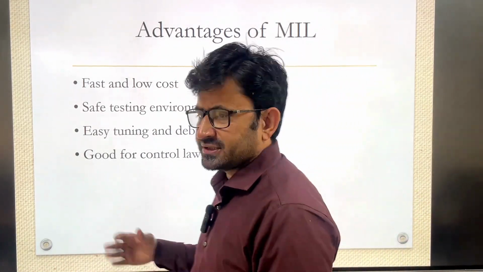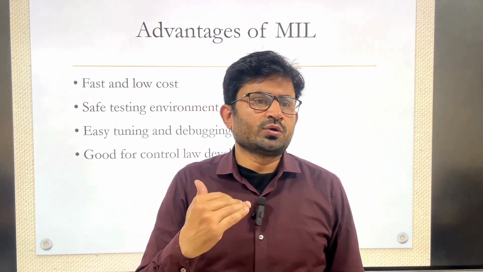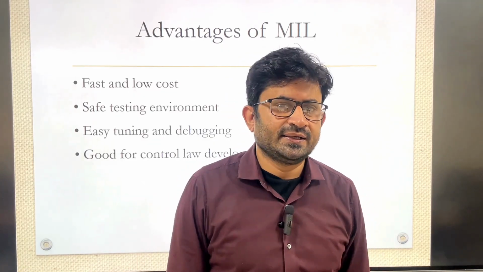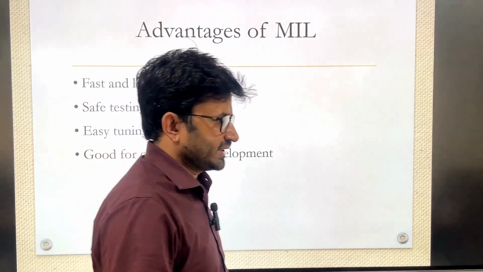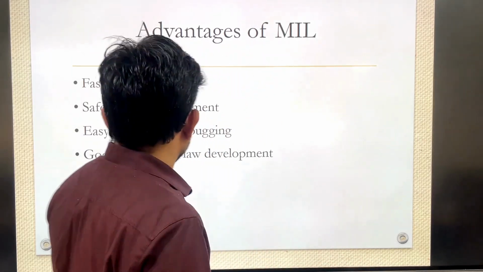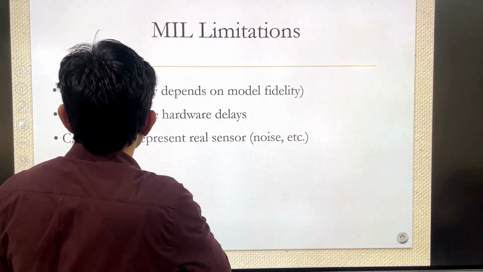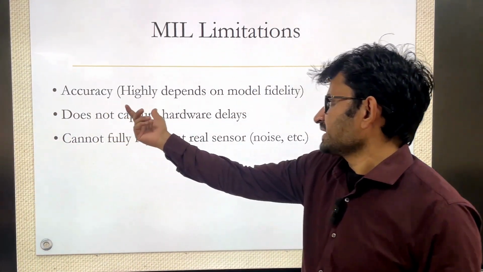Okay, so in the next stage, if this is successful, then you can go to the SIL, and then finally HIL, and then flight test on a scale model, and then you can expand the envelope. Okay, and what is the MIL limitation? Okay, of course, what is the accuracy?